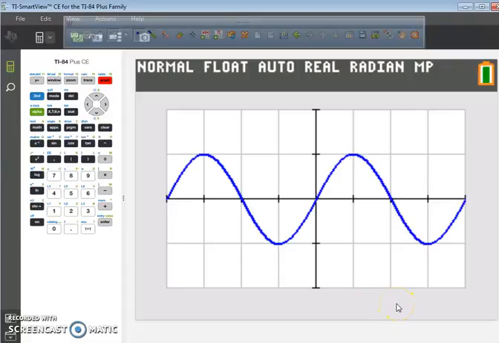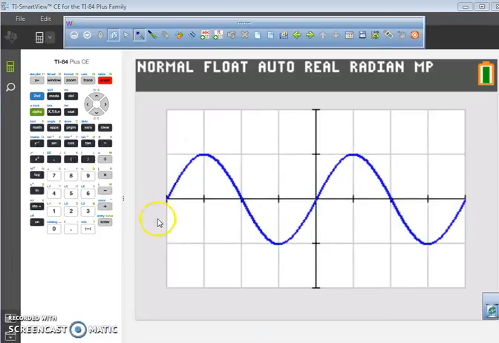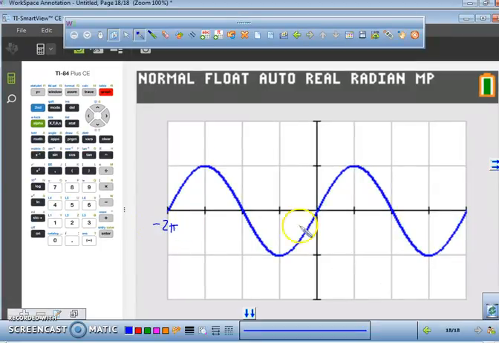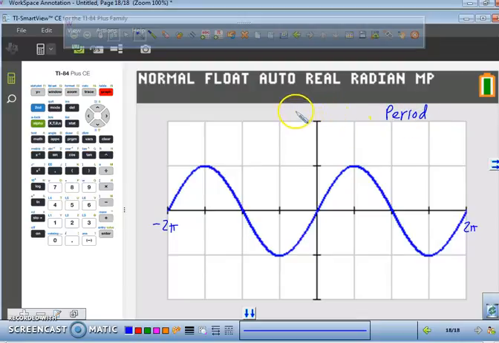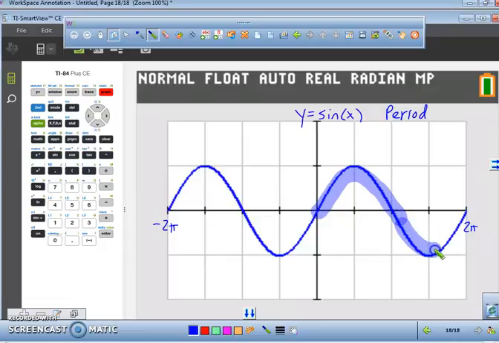Now this is y equals the sine of x. Where did we start out? We start out right here at -2 pi and go all the way out to +2 pi. What's the period of y equals the sine of x? Yeah, it's 2 pi. Basically, it starts here, goes down, and finishes right there. That's one period of 2 pi, from 0 to 2 pi.